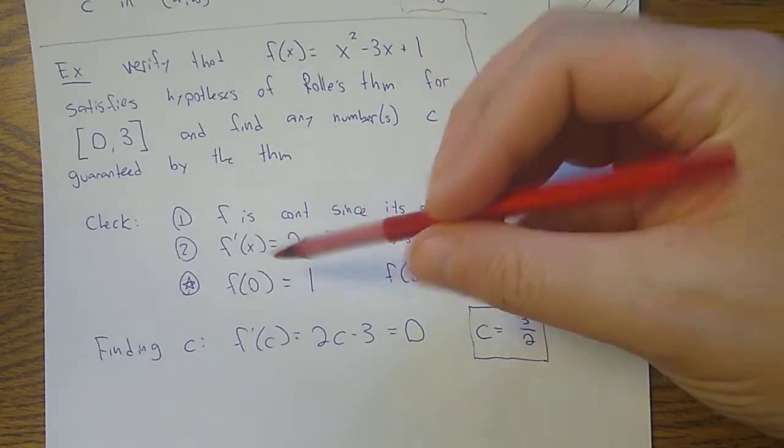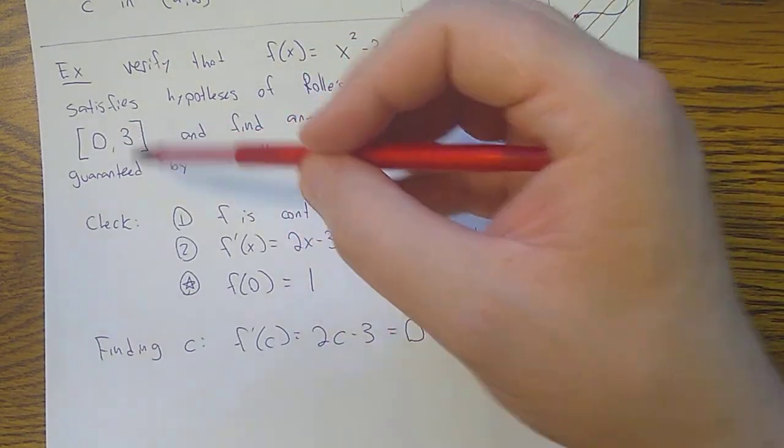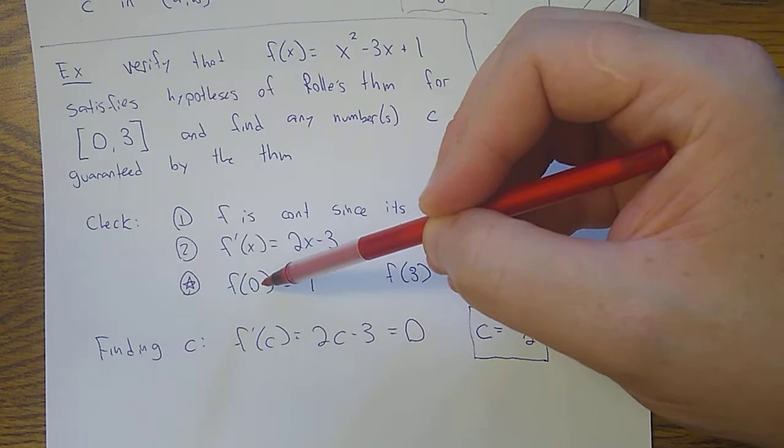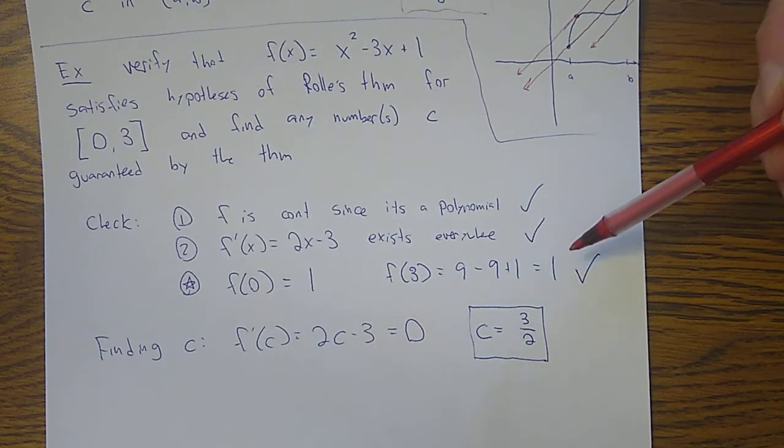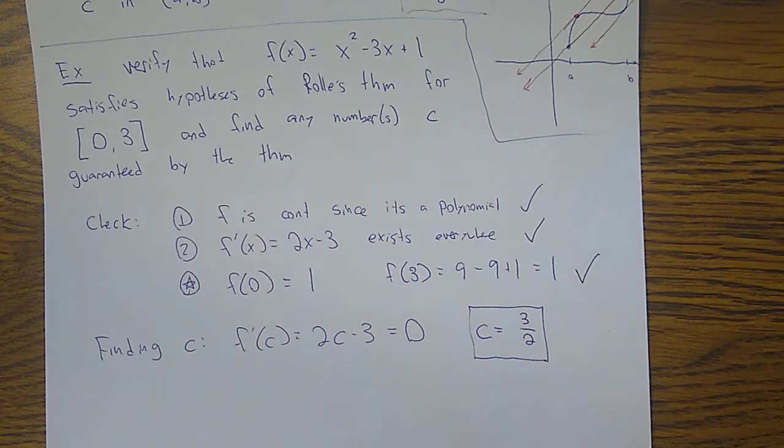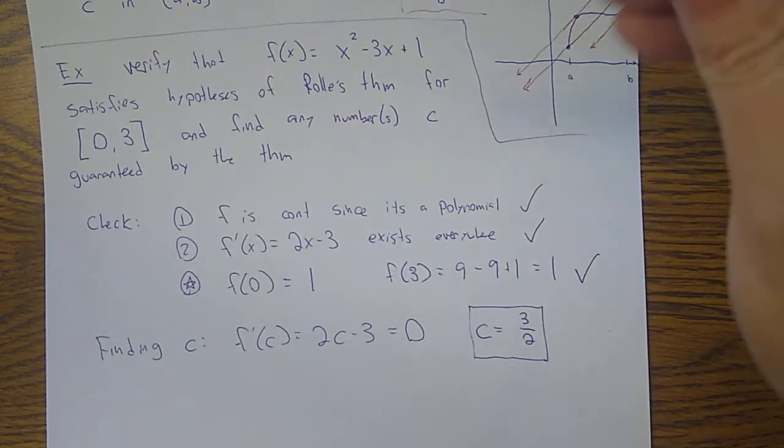So I just check that. A and b are 0 and 3. I put them in. f of 0 is 1. Sure enough, f of 3 is also 1. So that checks out. So we checked all three hypotheses.